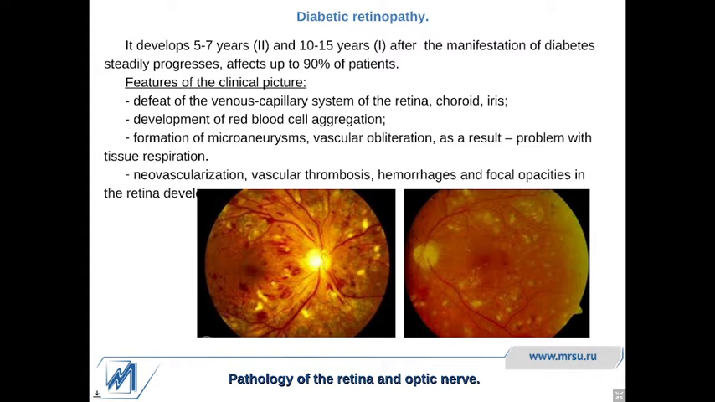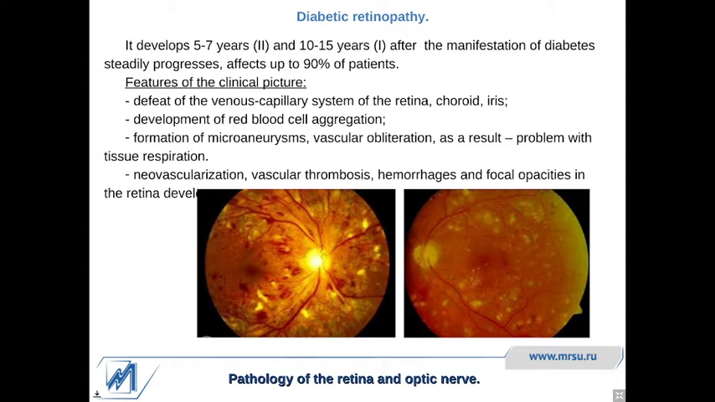The next severe disease which causes changes on the fundus is diabetes and diabetic retinopathy. It develops 5 to 7 years after the manifestation of the second variant of diabetes, or 10 to 15 years for the first variant of diabetes. After the manifestation of diabetes it steadily progresses and affects up to 90% of patients.